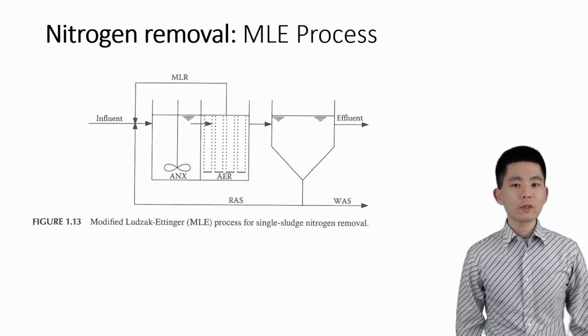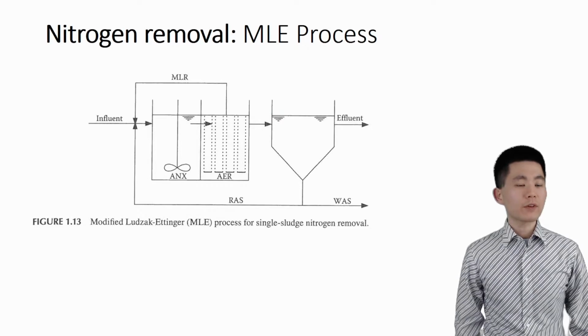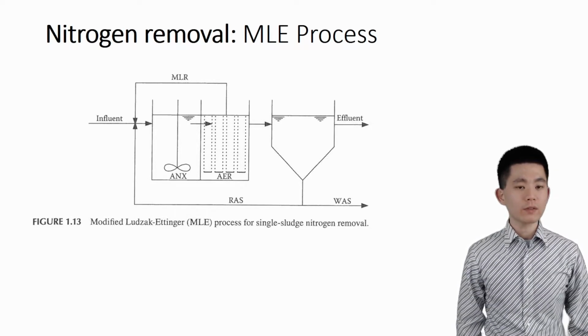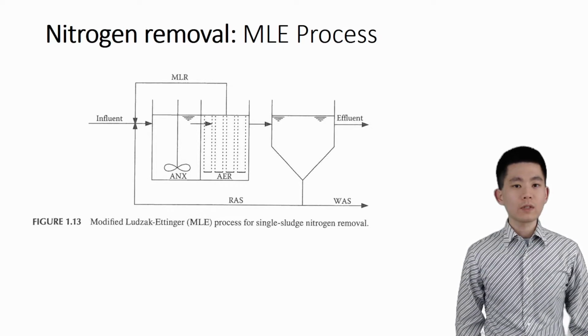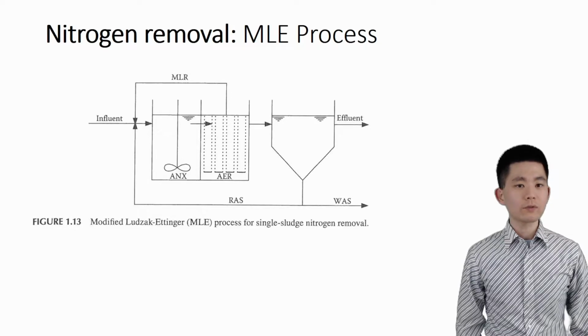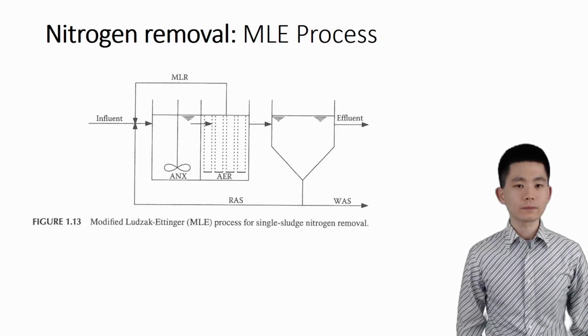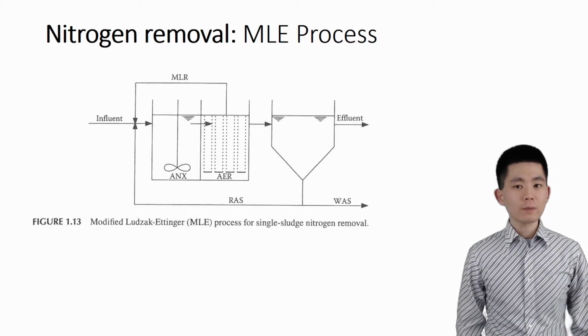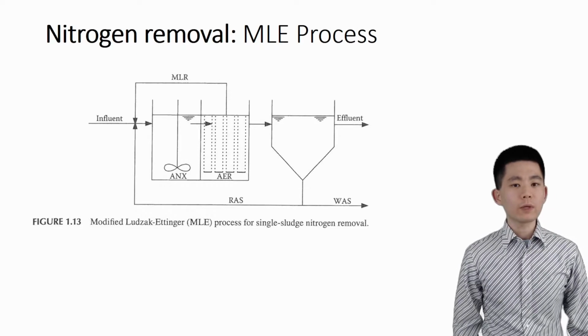The anoxic zone is at the beginning because denitrification requires organic carbon as electron donor. If it is the other way, the organic carbon would be oxidized first, leaving no electron donor for denitrification. The electron acceptor for the anoxic zone, nitrate, is provided by recirculating mixed liquor from the aerobic zone.